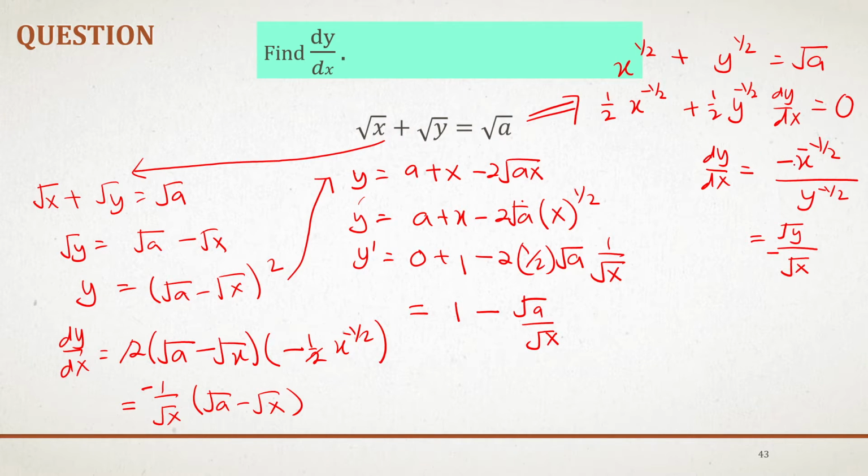If you want, you can substitute this one inside here, so you will have the same answer at the left hand side. So this type of question is an implicit question, but we can solve this one by rearranging the equation to become explicit, so you can differentiate it.